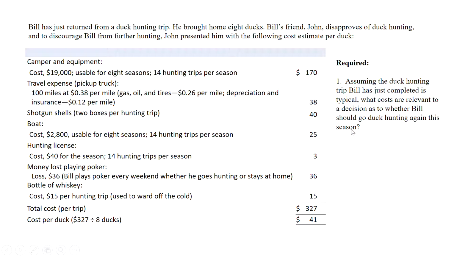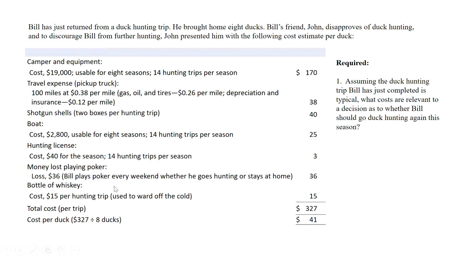It says, assume the duck hunting trip Bill just completed is typical. What costs are relevant to a decision of whether or not Bill should go duck hunting again this season? So I do want to clarify because this may not be 100% clear. What this is asking is, what is the cost of making another trip this season? So it's not necessarily saying just stopping duck hunting altogether, because our calculation would be a bit different, but it's saying what is the true relevant cost of making another trip this season.